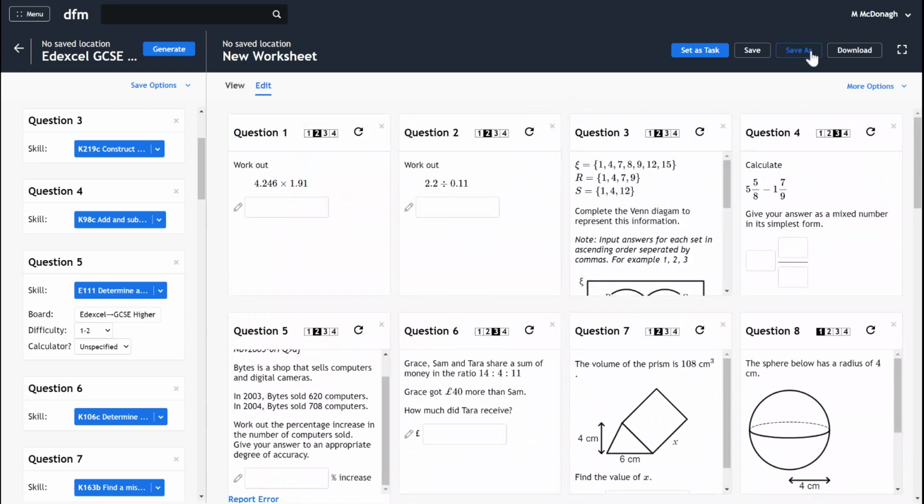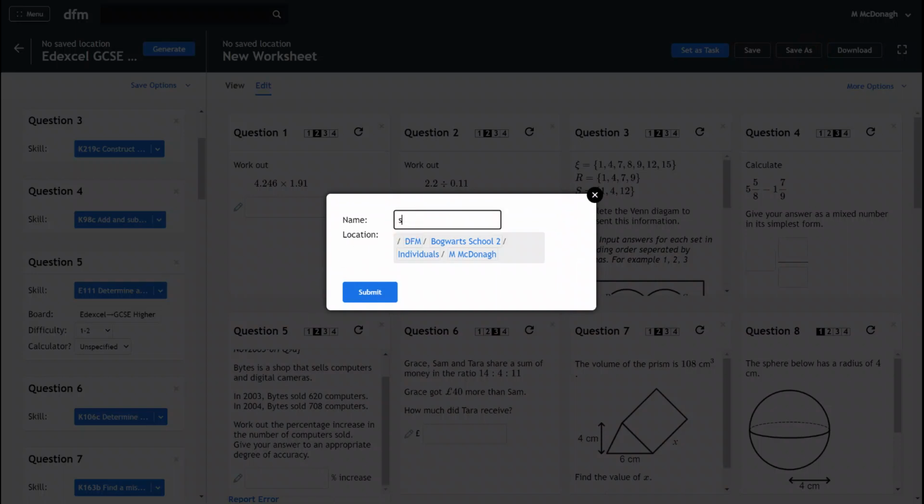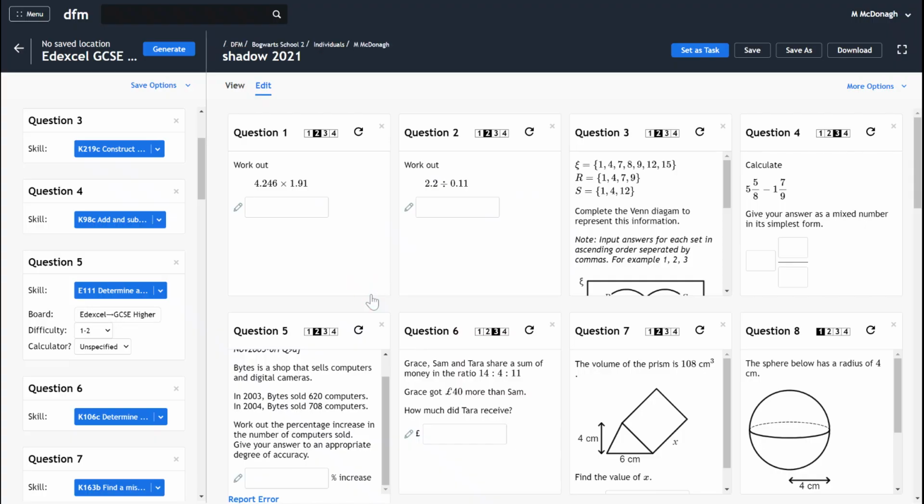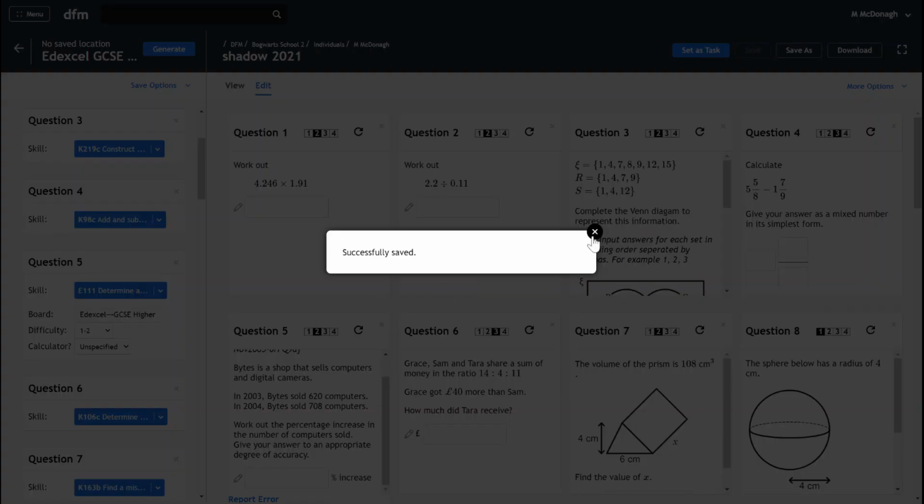So from here you can now save this. We can call this a shadow paper of 2021, and we can save that, and then we're ready to set that to our students.